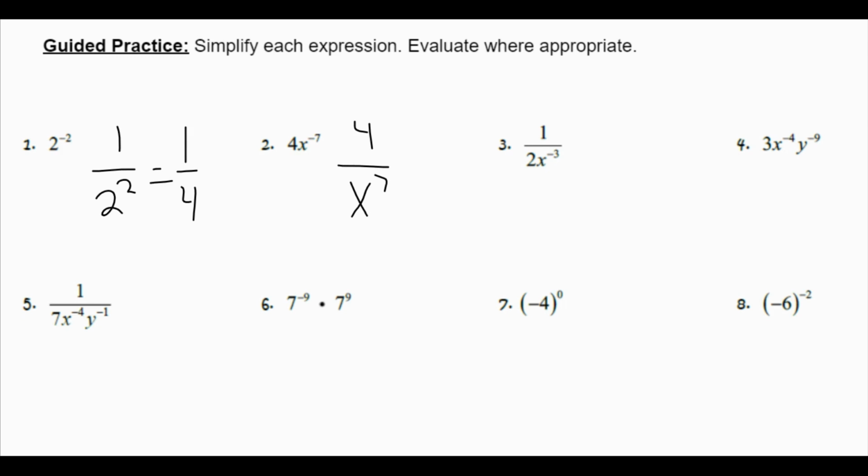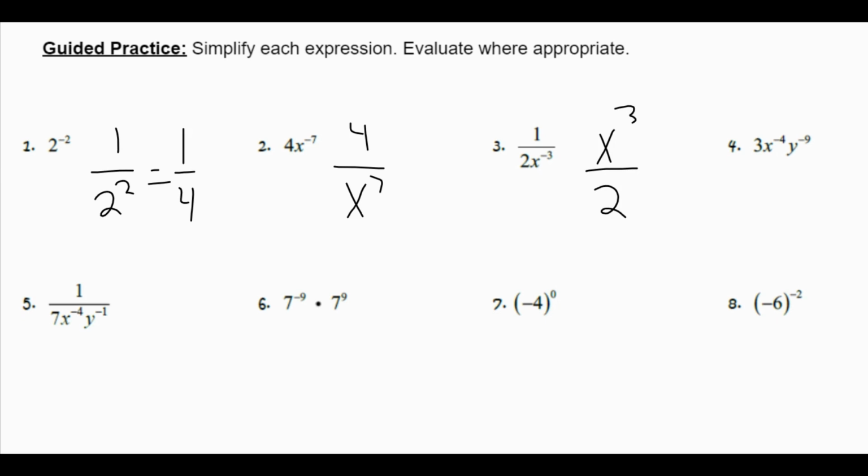Number 3, we have 1 over 2x to the negative 3. The x to the negative 3 is in the denominator, so I'm going to move it to the numerator. Again, the negative 3 is only attached to the x, so I'm going to have x to the third divided by 2.